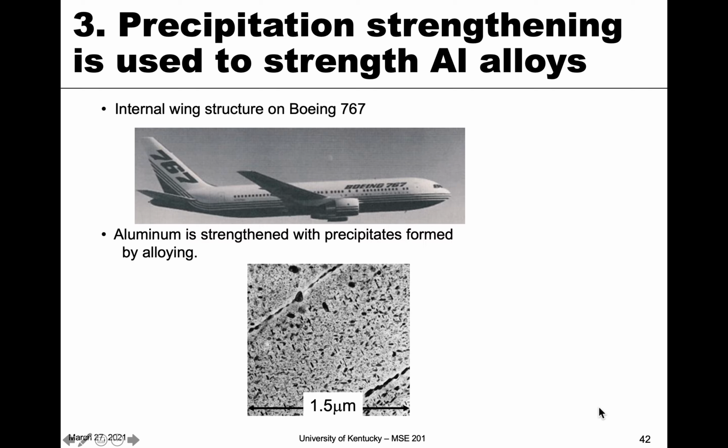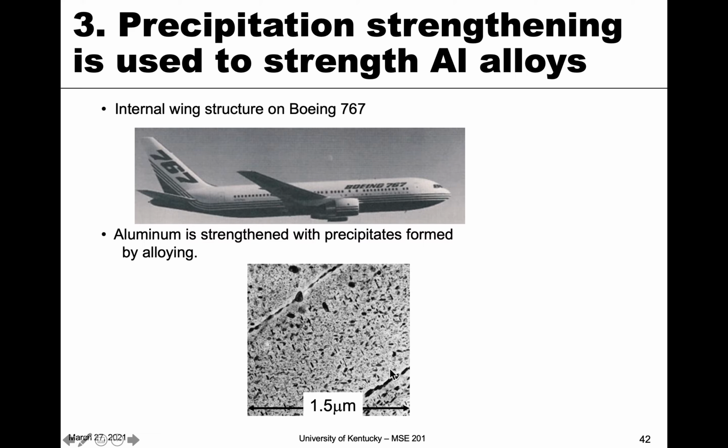If you're thinking of, for example, a lot of commercial airplanes up to the point where they've started to transition to carbon fiber, before that there were a lot of aluminum based alloys used in planes like the Boeing 767, and this is a good example of a precipitation strengthened aluminum alloy.